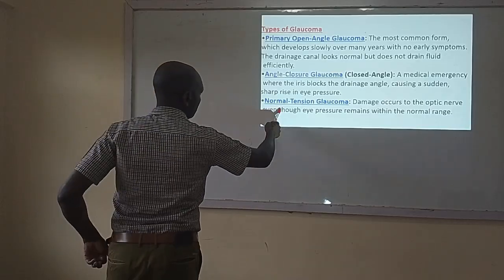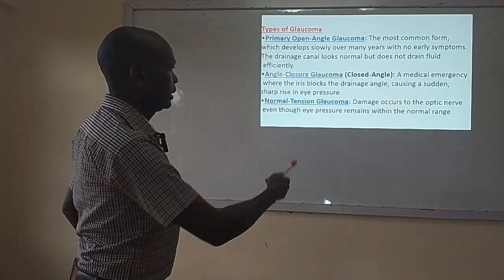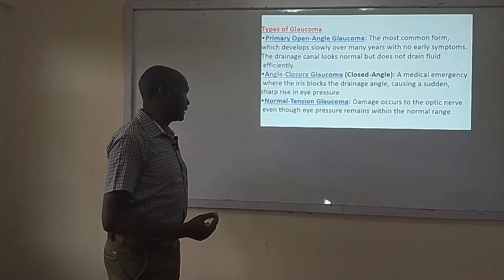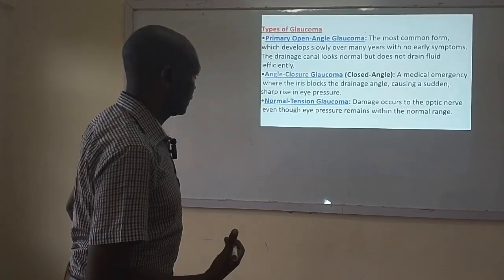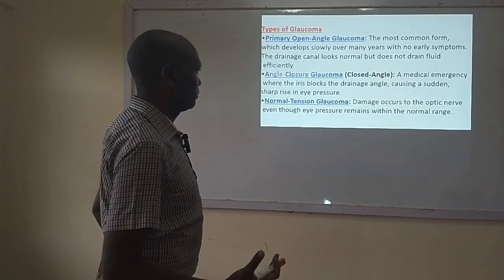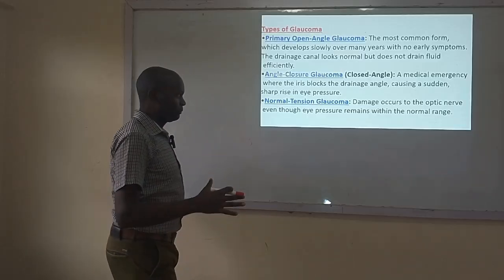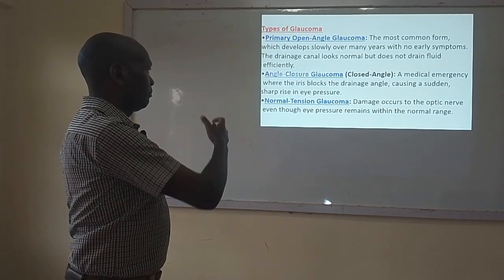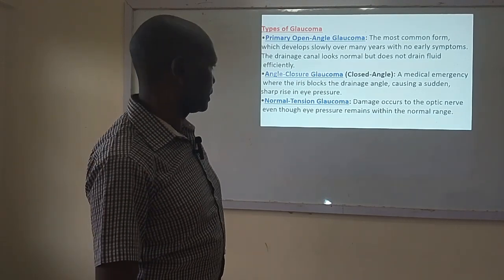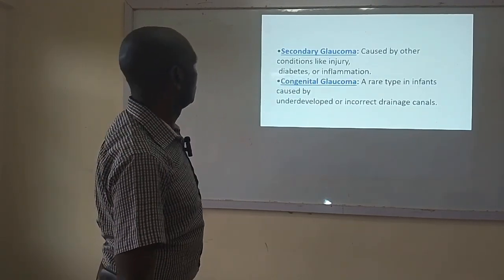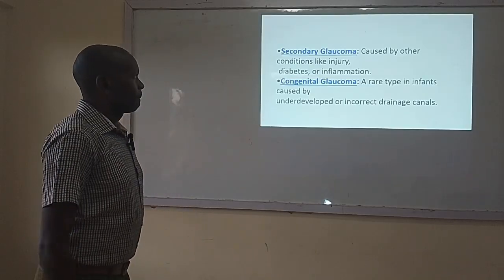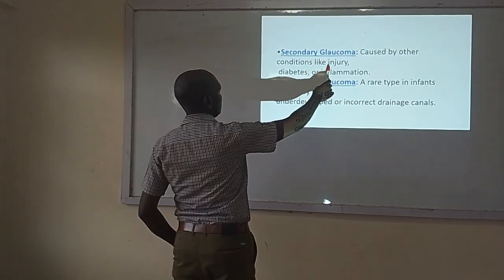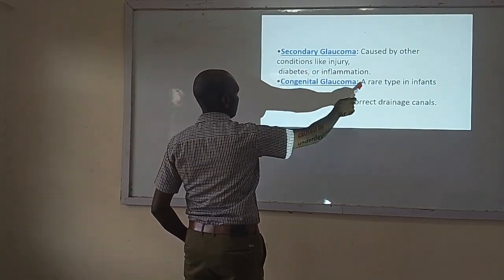Then we have also normal tension glaucoma. This is where the damage to the optic nerve is there, but the pressures of this patient are normal. Remember, we said glaucoma is a group of conditions, meaning you have other conditions that can damage the optic nerve and get an increased CDR. But when you check the IOPs, the intraocular pressures are normal. Then we have secondary glaucoma. This one is normally caused by other conditions. The commonest one is injury, sometimes diabetes and inflammation.